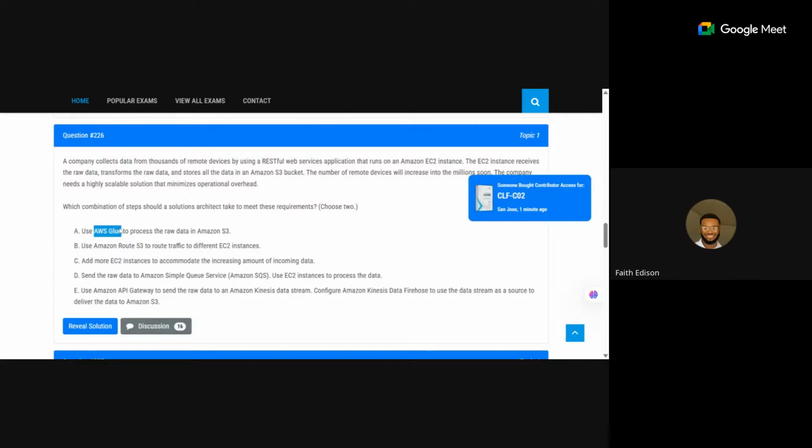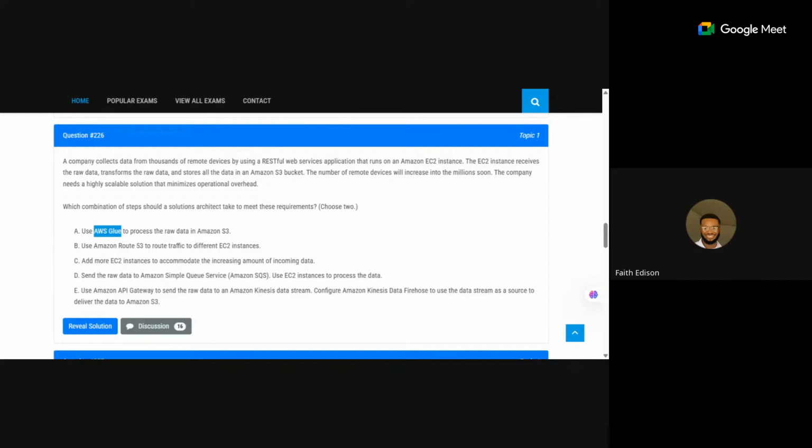Option B says use Route 53 to route traffic. I don't think this is a routing thing. It's not a routing thing. No, it's not routing. Use more EC2 instances to accommodate the increasing amount of incoming data. Okay, to scale it. But if it's incoming data like that, there are streaming options that we could go to.